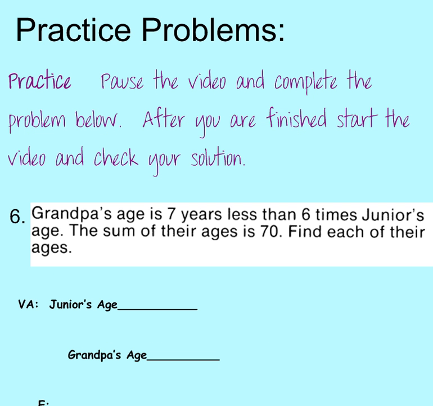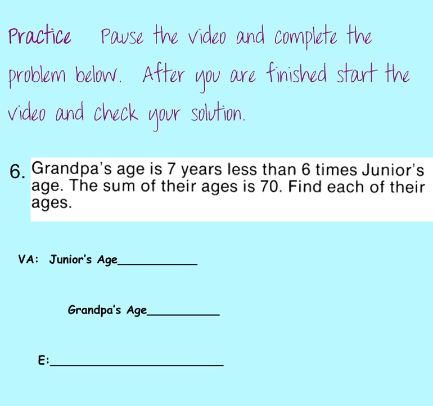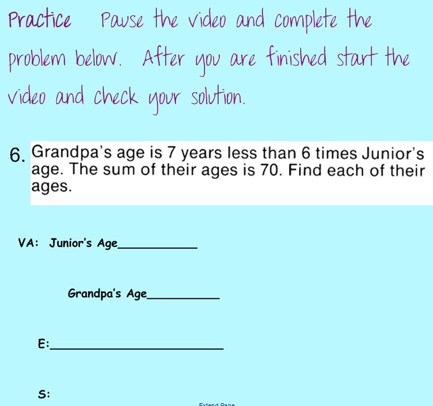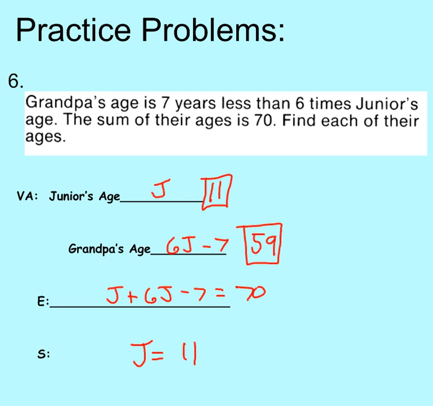And the next one, this is number 6. Move it down so you can see. Grandpa's age is 7 less than 6 times Junior's age. The sum of their ages is 70. Find each of their ages. Pause the video, set up your problem, solve it, and then you can check your work. I'm going to bring up the answer. Here's your answer. Junior's age is 11 and Grandpa's age is 59. Check your equation and your solution.